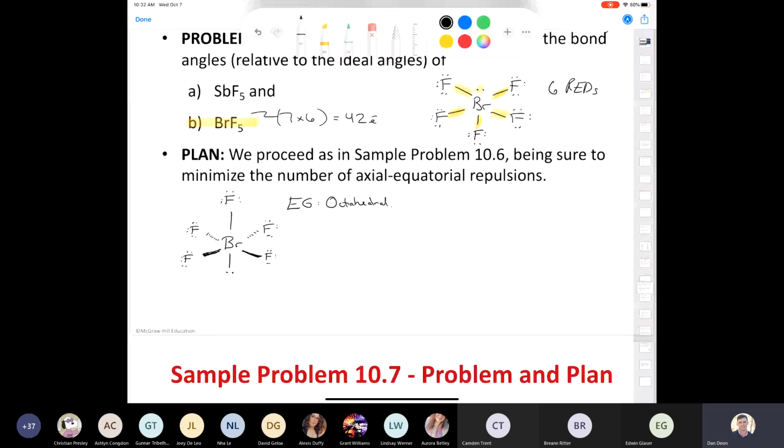Okay, but since I removed one of those lone pairs and put it down here, what's my molecular geometry? My molecular geometry only considers the bonds, 1, 2, 3, 4, 5, that are derived from this octahedral electron geometry, and so it's going to be square pyramidal, like that. All right, here we go.